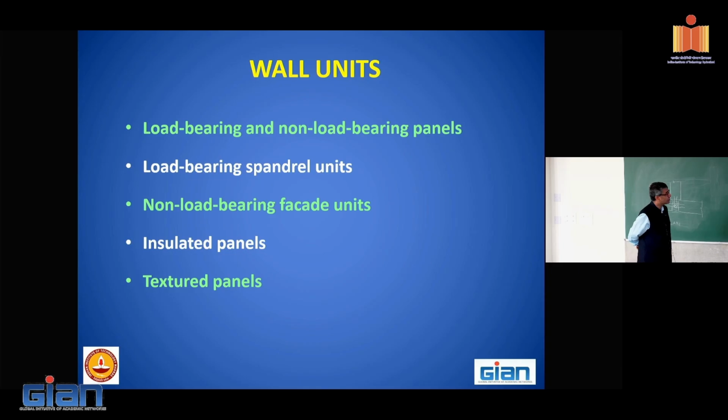Coming to wall units. Wall units can be load-bearing or non-load bearing. Load-bearing means they are carrying the vertical load from the top down, whereas non-load bearing means they are there just for partitioning, which can be removed in case of refurbishment. Spandrel units are at the edge.